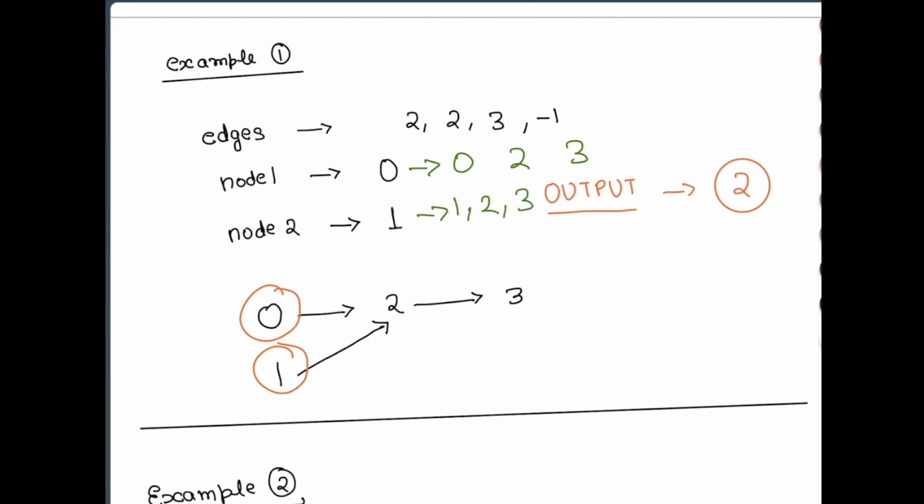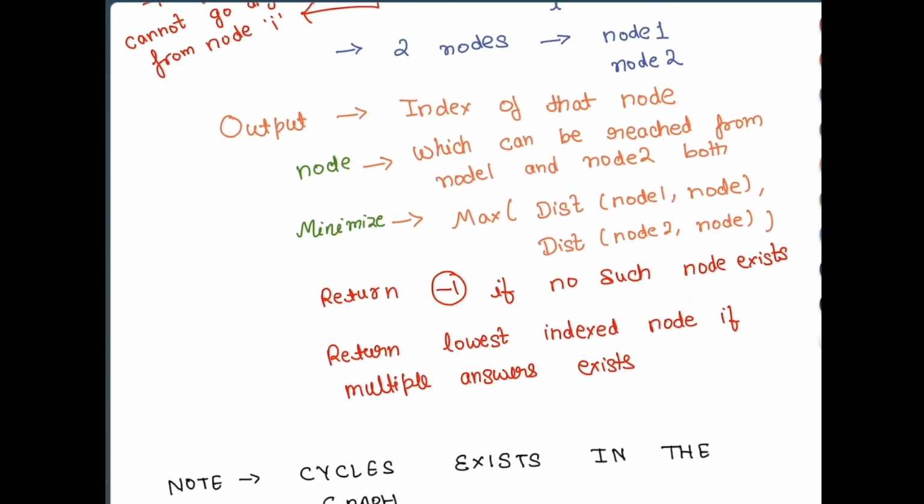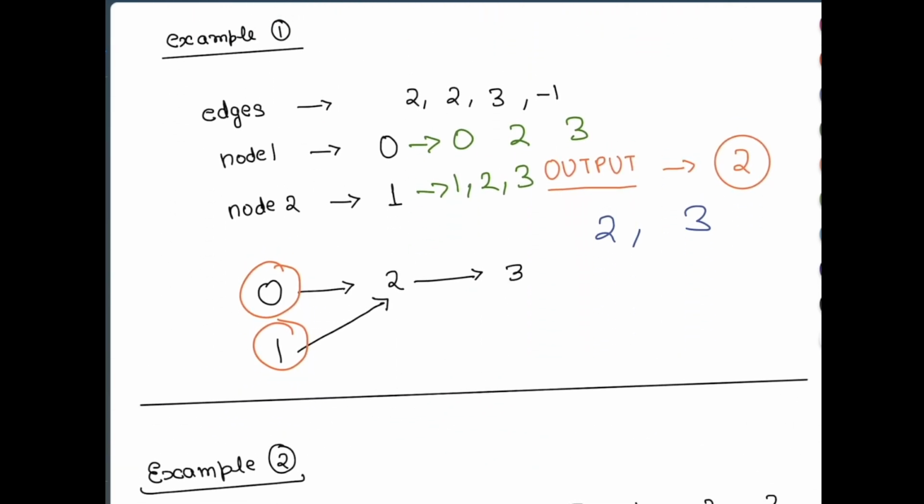Now what are the common nodes where you can go from node 1, 0, and node 2, 1? So the common nodes are 2 and 3, right? So these are the common nodes you can reach from 0 and 1. So the common nodes are 2, 3. Now we can come to the next point, which is what is the maximum of distance from node 1 to the node and distance of node 2 to the node. So try to find out the distance from node 1 to the node and node 2 to the node.